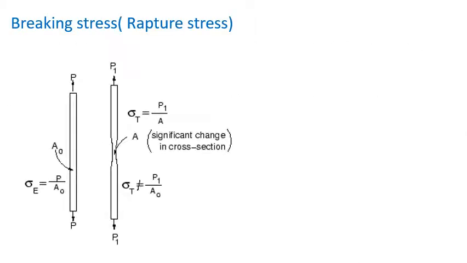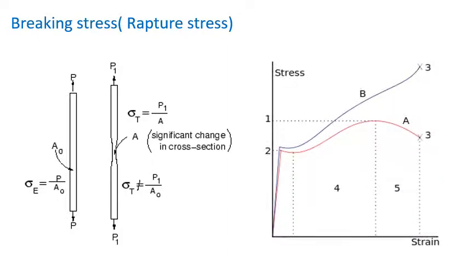At last we see the fracture. This is the fracture point. This is our initial area, that is A naught. When it comes to the final fracture, the area is decreased, and we call that the true stress, or true breaking stress. This is the engineering breaking stress.